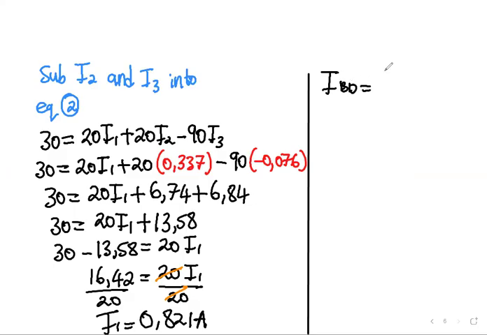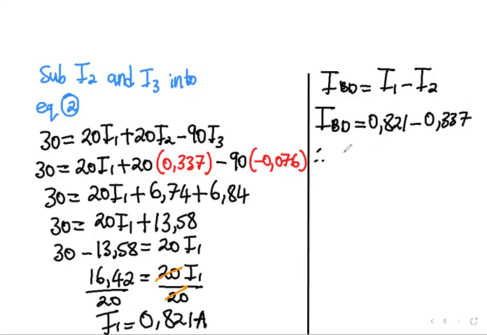It's gonna be represented by I1 minus I2. Now for you to get the current through BD, it's a matter of substituting. Your I1 is 0.821 minus 0.337. Therefore, the current through BD is going to be 0.484 amperes.